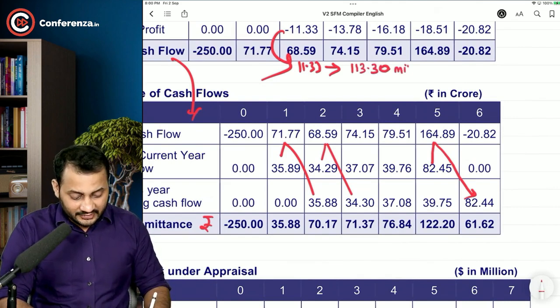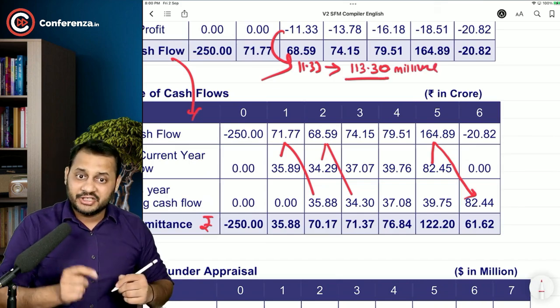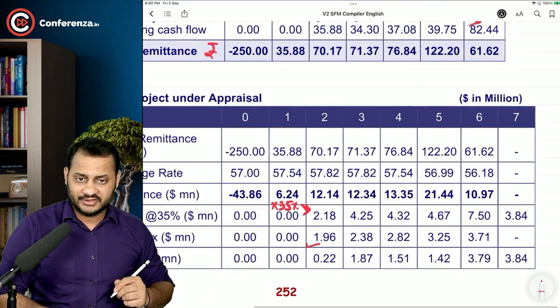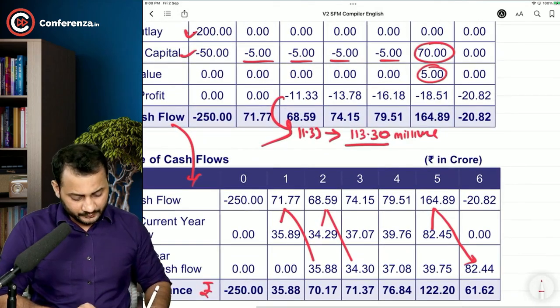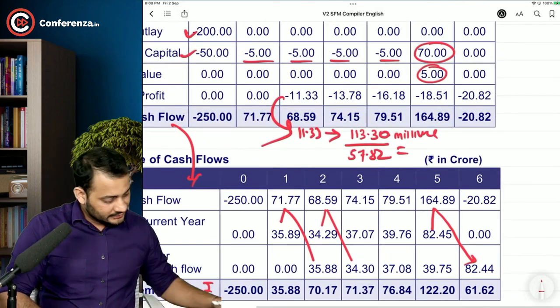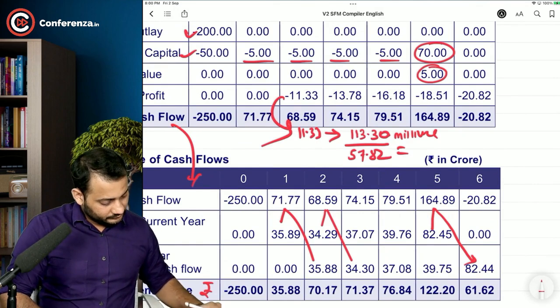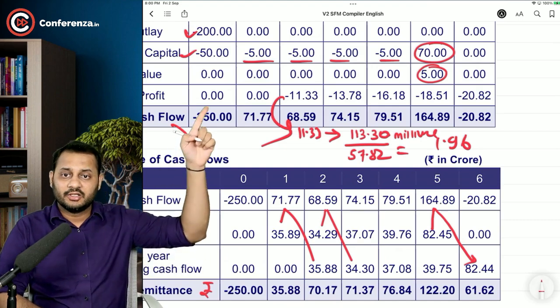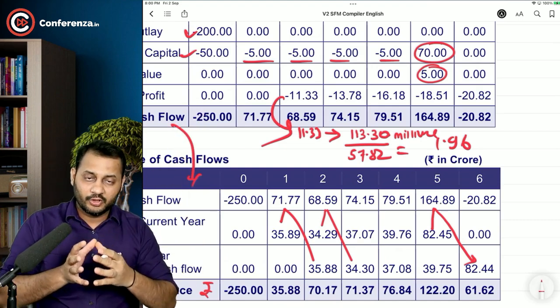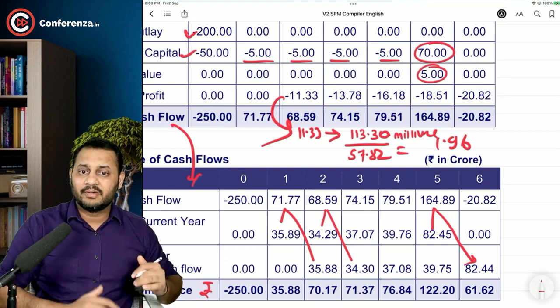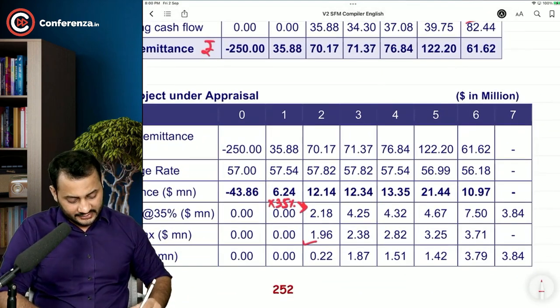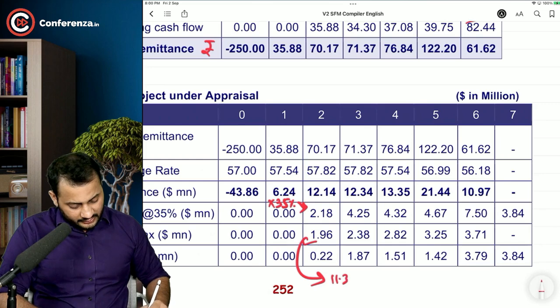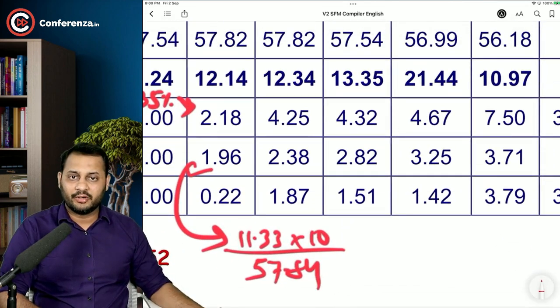Now this is in millions. Now divide it by the exchange rate. Exchange rate of the second year, I think 57.82, and the answer will be 1.96. So first, Indian tax will be converted from crores to millions and then divided by the exchange rate to arrive at 1.96. I will show you. 11.33 into 10 divided by 57.84. So this is the calculation of 1.96.